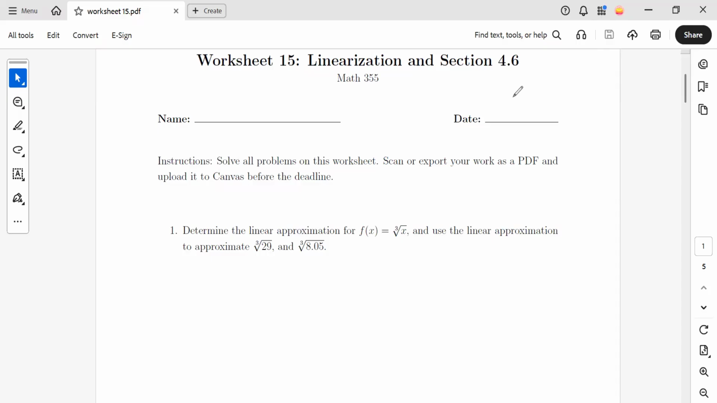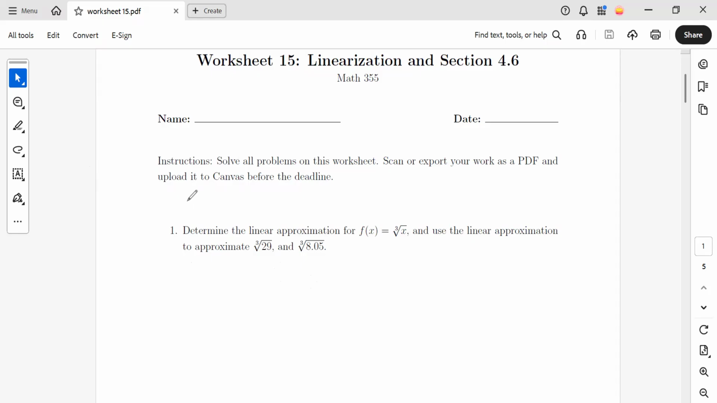Good morning, everyone. We're going to work on worksheet 15 today. As the first example, determine the linear approximation for the function cube root of x and use the linear approximation to approximate these two radicals.